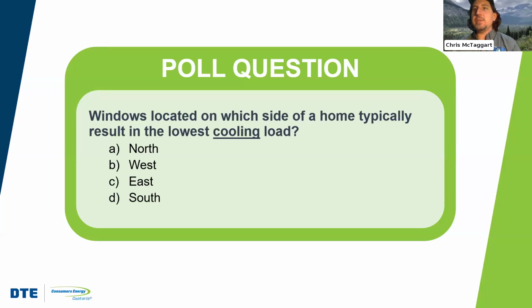Not a ton of participation, but the north wins, and that is the correct answer. The south side of the house, you could actually have a very high cooling load on the south, depending on your shading, your overhangs, and the solar heat gain coefficient. The north side practically gets no sun coming in through the windows, and so you're not going to have much cooling load from northern facing windows, but you will have a lot of heat loss off of them.